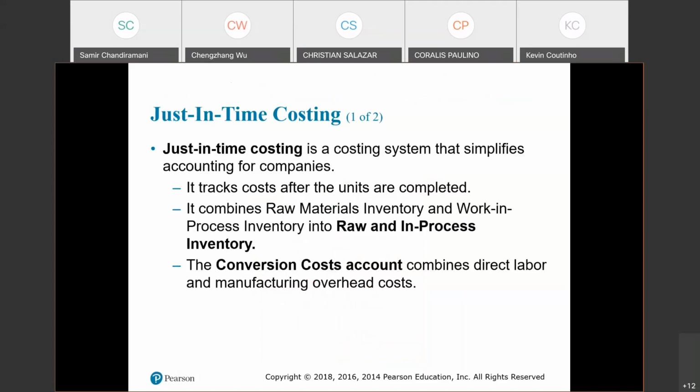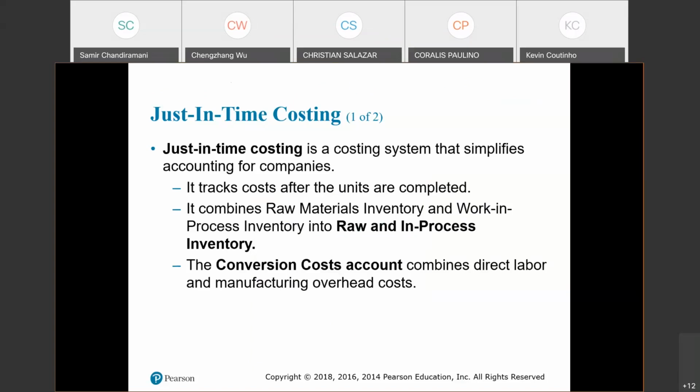JIT costing leads many companies to simplify their accounting. JIT accounting, which is also called backflush costing, seems to work backwards. It starts with the output that has been completed and then assigns manufacturing costs to the units sold and to the inventories.